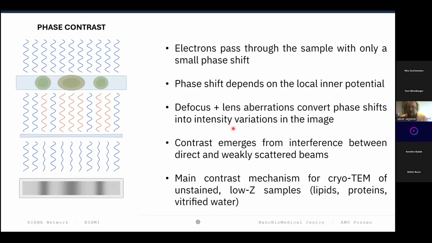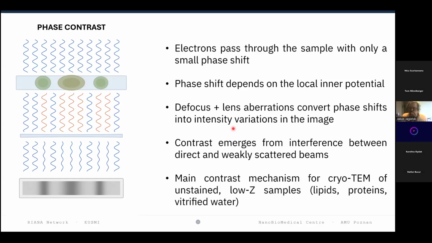The contrast mechanism that is operative for our system is so-called phase contrast. Electrons transmitted through the specimen acquire a small phase shift proportional to their projected inner potential. By intentionally defocusing the objective lens, these phase shifts are converted into measurable intensity modulations through interference between the unscattered beam and the weakly scattered beams.